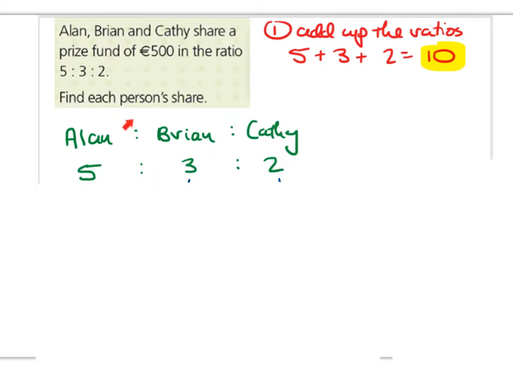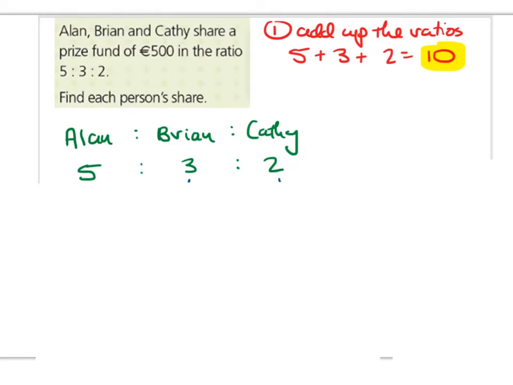So the order is very important. Alan came first, and 5 was the first number. Brian came second, and 3 was the second number. And Kathy came third, and 2 was the third number. So it's very important that the numbers match up with the people. So 5 plus 3 plus 2 gives us 10.